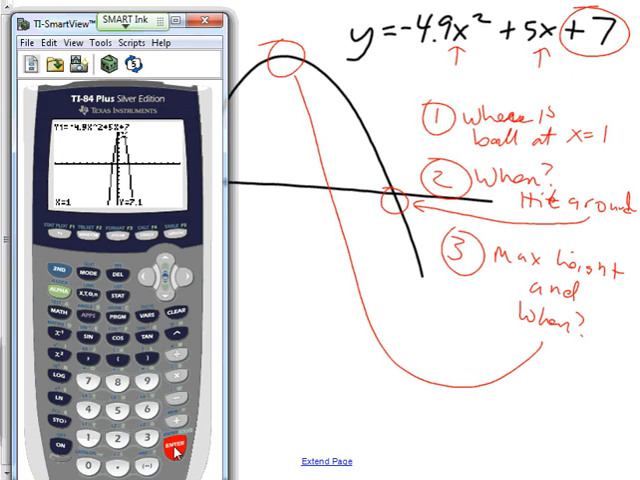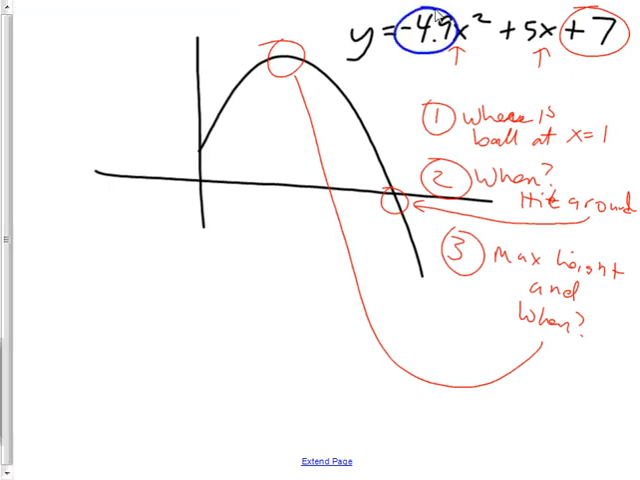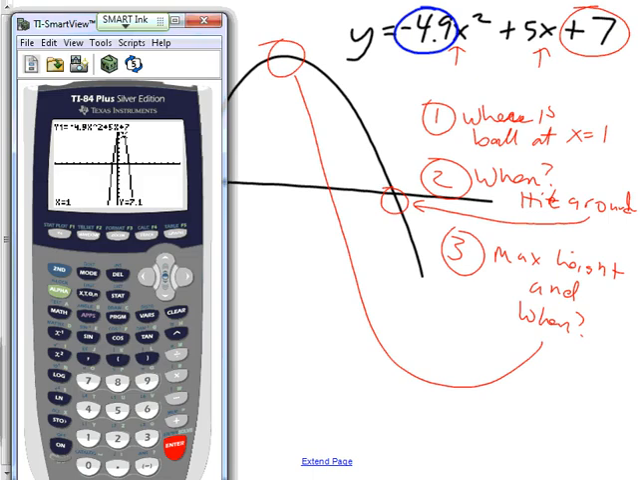Raise your hand if you had that one right. What does it mean? 7.1 chickens in Venezuela? No, what does it mean? 7.1 meters off the ground. How did you know it was meters? Because it was 4.9 at the beginning, which means the gravitational constant was done in meters. Very good. If it was like 16 point something, that would be feet. But we usually do it in meters, so don't worry about that.